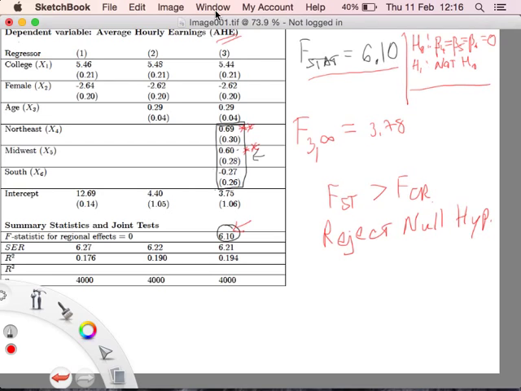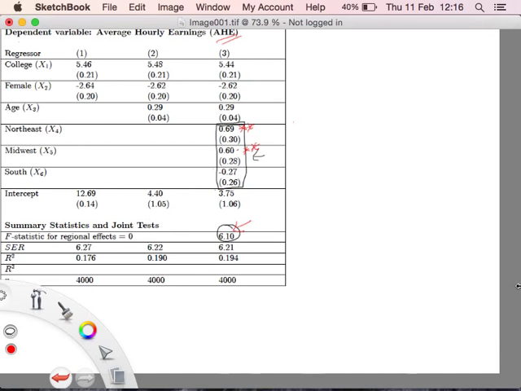Okay, next one is B. Does anyone want to comment on B? B says, why is the regressor West omitted from the regression? What would happen if it was included? What do you think?